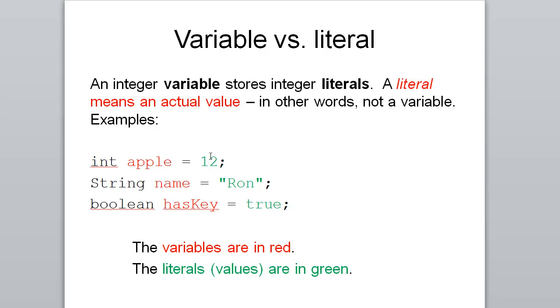12 is the literal value that's being stored in Apple. So if I say what's the literal here, it's 12. What's the variable? It's Apple.